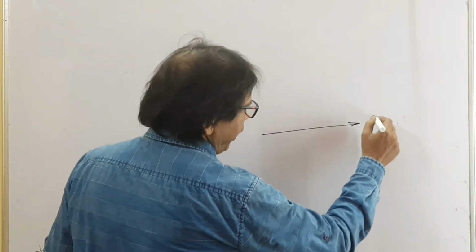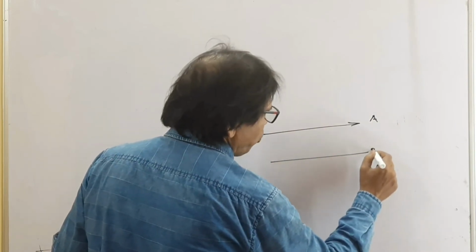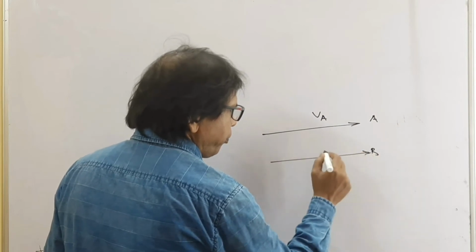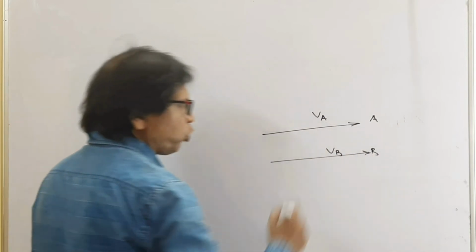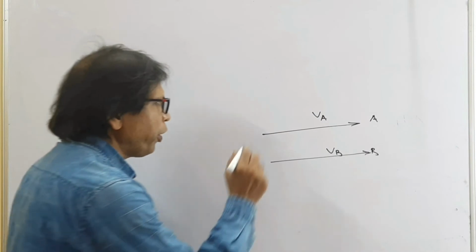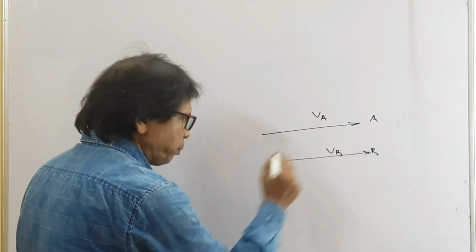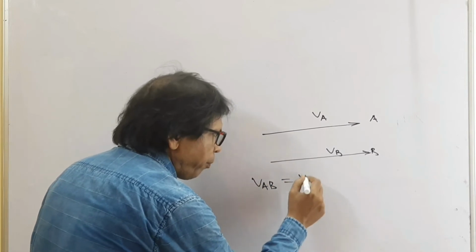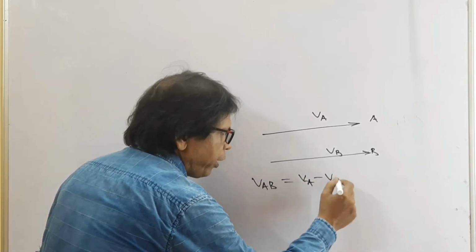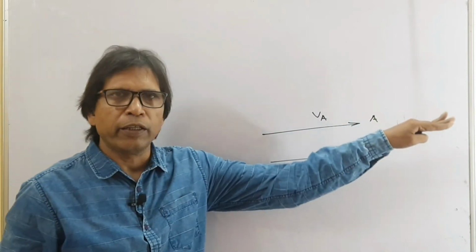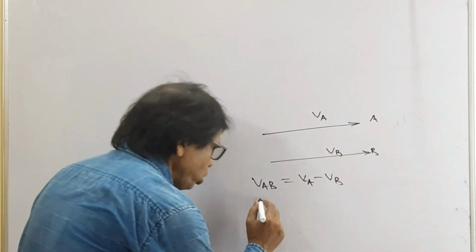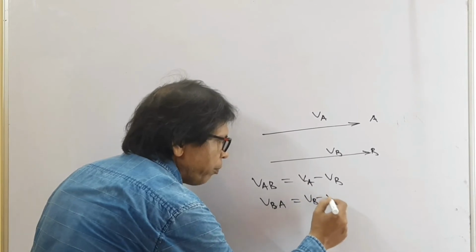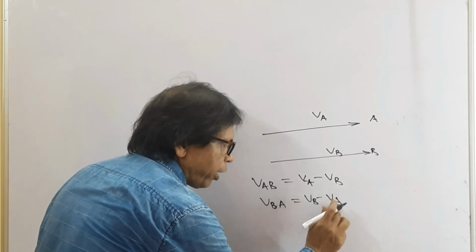Now relative velocity in a straight line. Suppose two particles A and B are moving with velocity VA along this direction and B also moving along this direction with velocity VB. Now the relative velocity of A with respect to B, this is VAB, so VA minus VB, in the direction of this vector. Now the relative velocity of B with respect to A is VB minus VA, okay, understood?